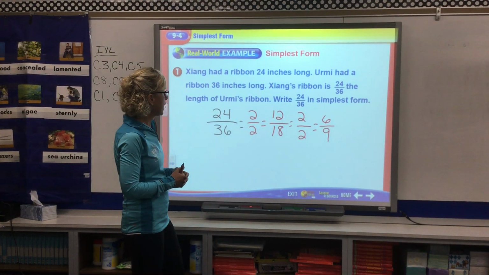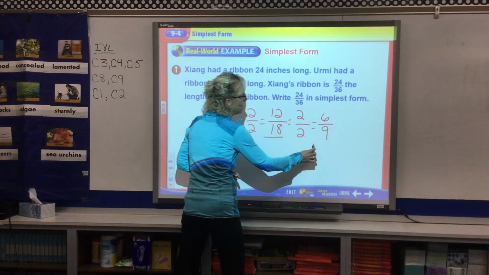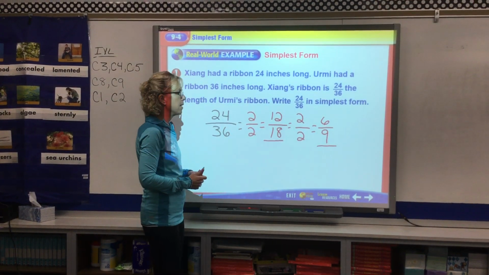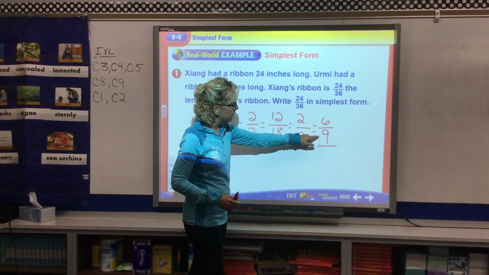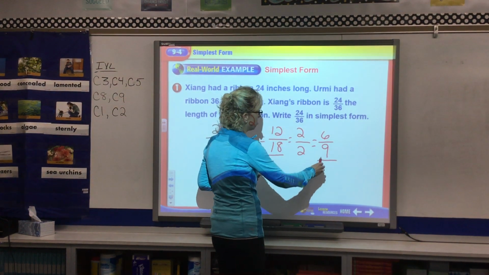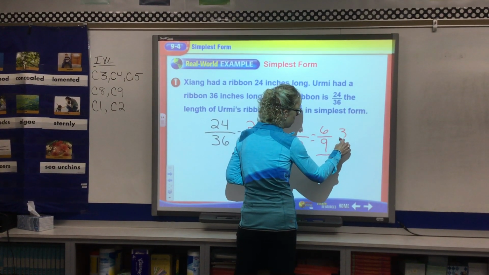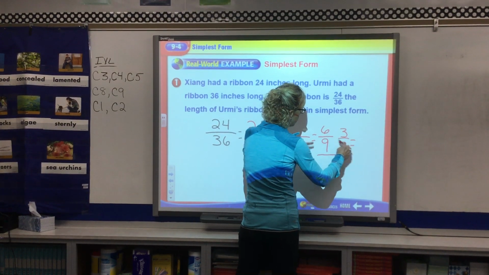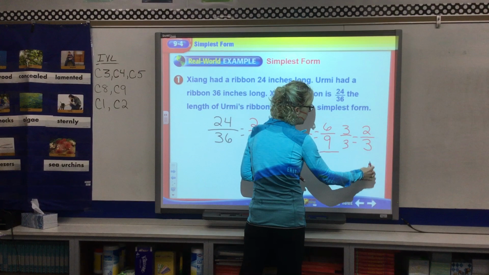Now, I have to look at it again. Each time you have to analyze it. Every time you look at it and think, are there any other factors other than 1 that go into both 6 and 9 that are the same? And I know that 3 goes into 6 and 3 goes into 9. So I'm going to divide it again by 3. And 6 divided by 3 is 2, and 9 divided by 3 is 3.